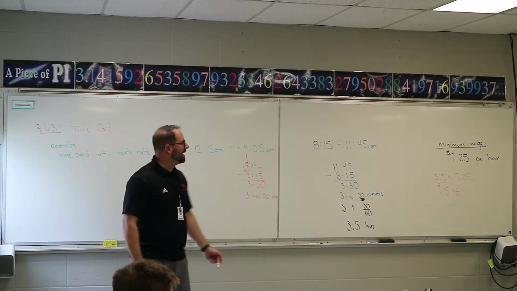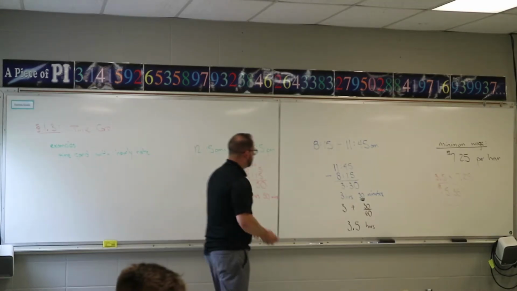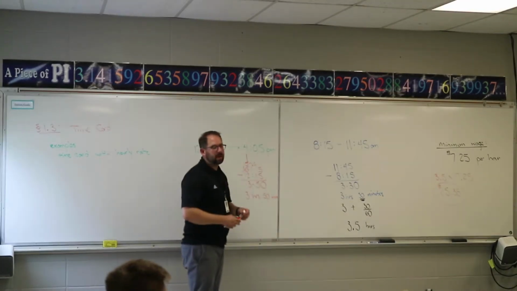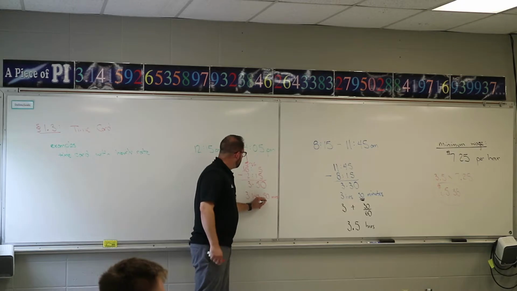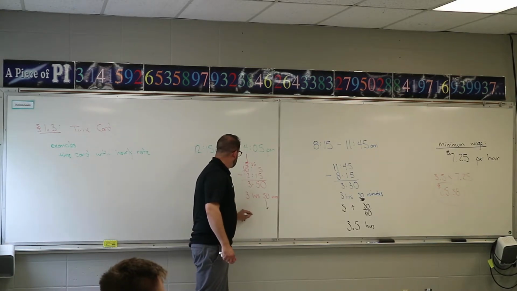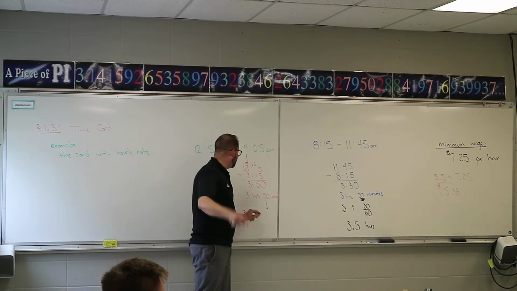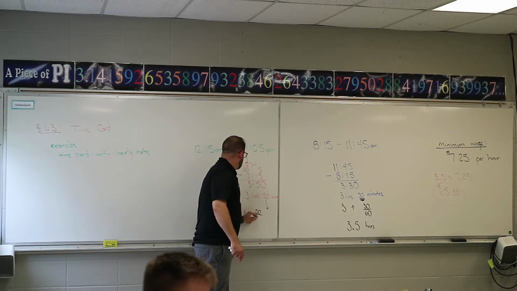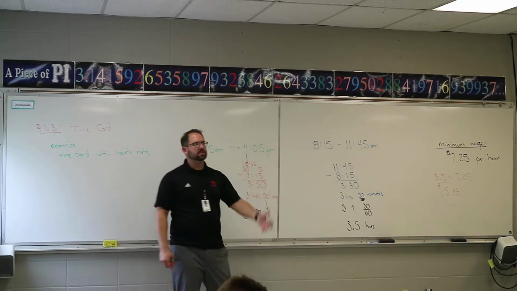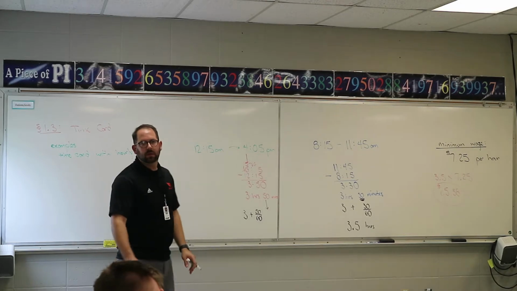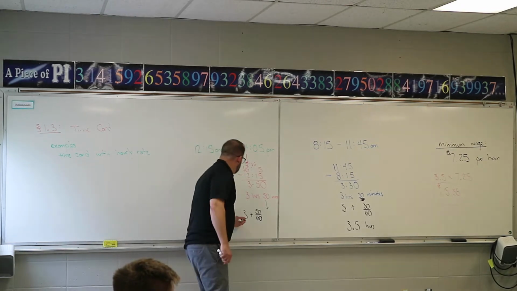So what do we have to do with our minutes? What did I say earlier about our minutes? 15 divided by 60. Boom. Divided by 60, we get our decimal. I need, what is 15 divided by 60? It's a weird decimal. 0.75.